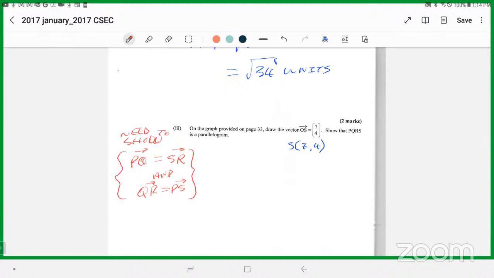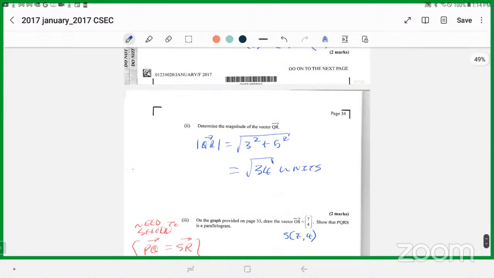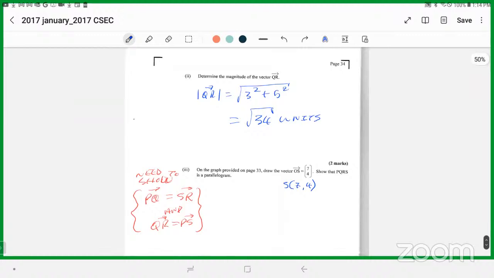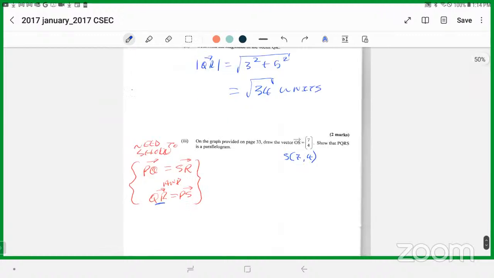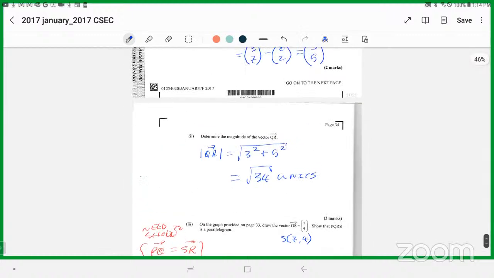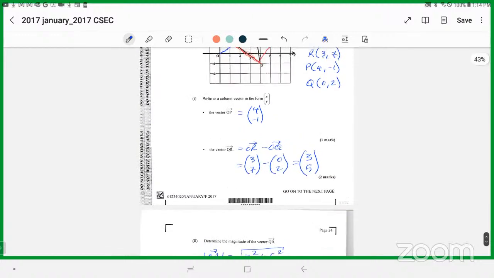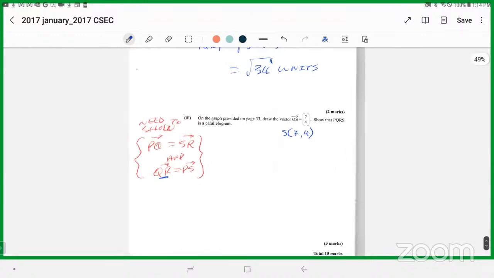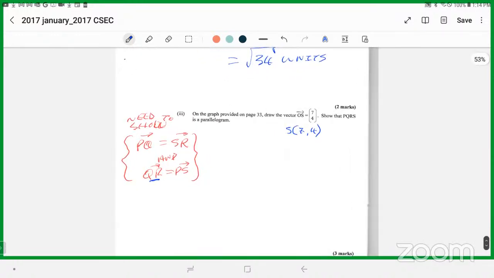All right. So what we have already? Let's underline what we have already. We have QR already; we calculated it here. What else do we have? We have another vector. That's it. We don't have anything else. We've calculated the rest of them. So we have QR already, right? So we need to calculate PS now and show that it's the same.